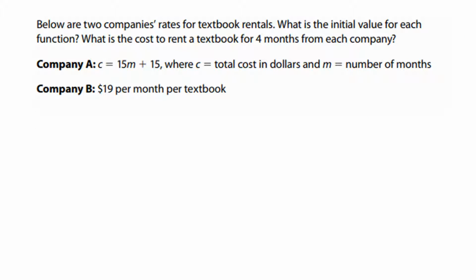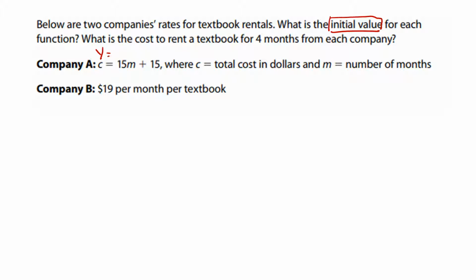For this problem, it says below are two companies' rates for textbook rentals. What is the initial value for each function? What is the cost to rent a textbook for 4 months from each company? So for this problem, we're just looking for the initial value. The initial value in the equation for company A, C equals 15M plus 15, where C is the total cost in dollars and M is the number of months.